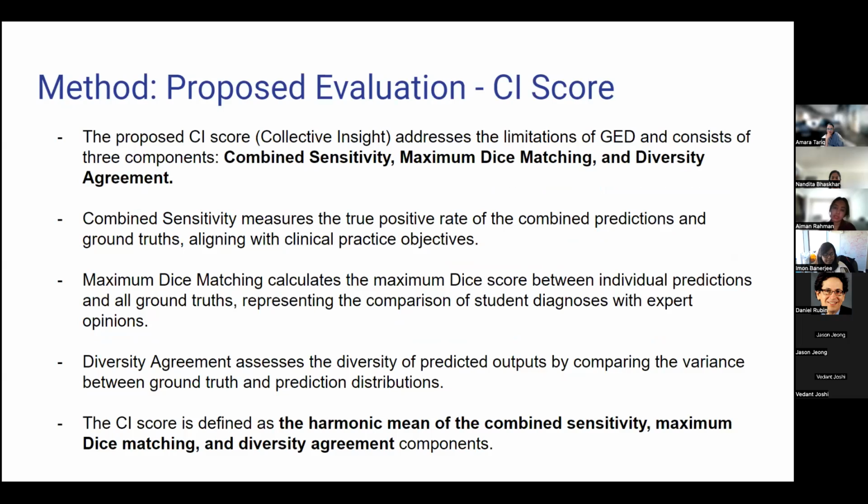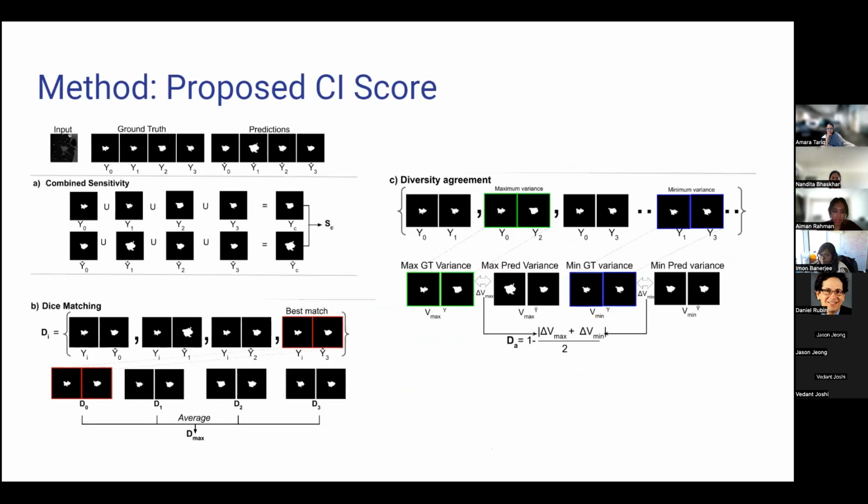Then we have the proposed CI score, which is a method for evaluation. For the CI score, we want to make this evaluation as clinically relevant as possible. The first thing is combined sensitivity. In a clinical setting, the reason we need so many segmentation masks is that we want to cover all the bases. We don't want to miss any pixel that has a lesion in it when none of the radiologists say there's a lesion there.